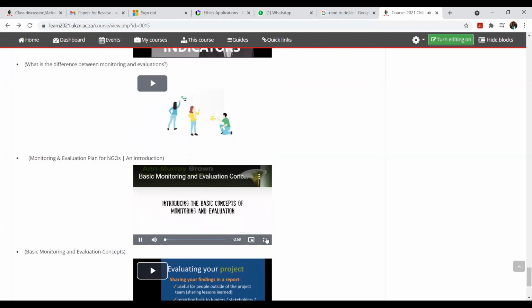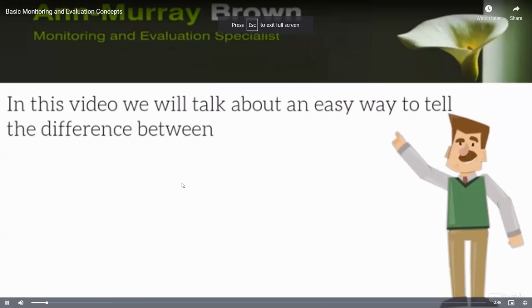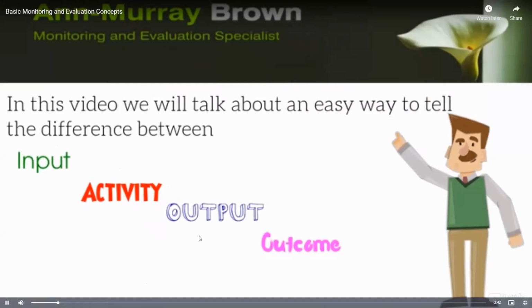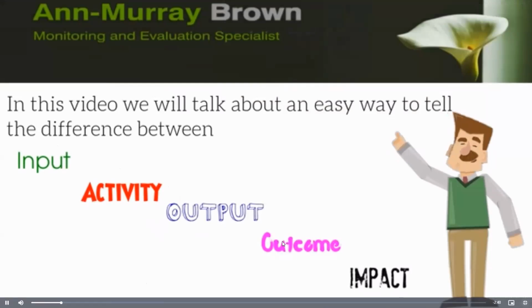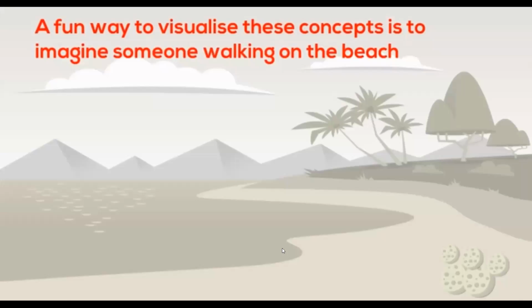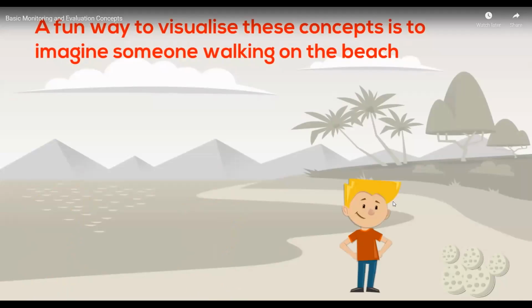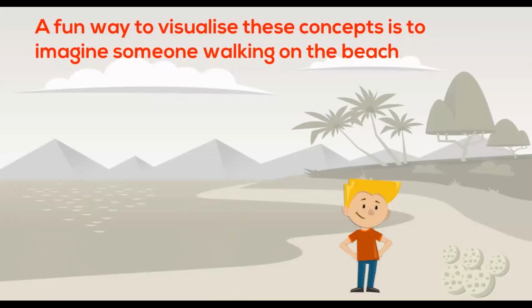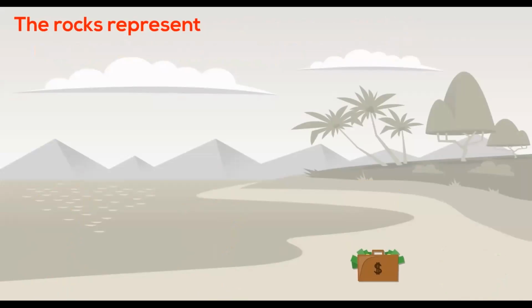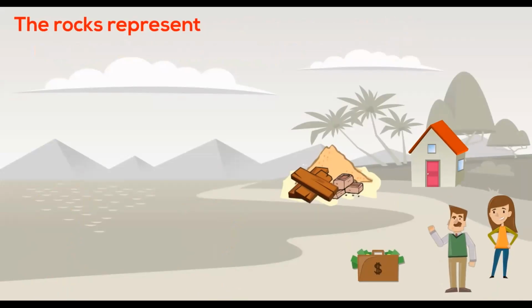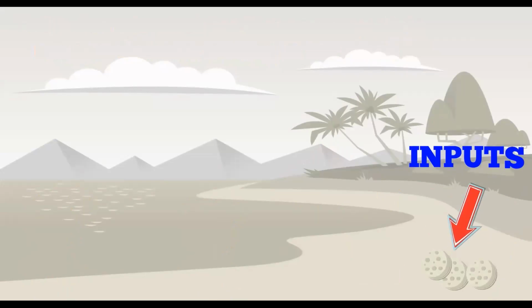Introducing the basic concepts of monitoring and evaluation. In this video, we will talk about an easy way to tell the difference between an input, activity, output, outcome, and impact. A fun way to visualize these concepts is to imagine someone walking on a beach. He sees a bed of rocks and thinks it would be a good idea to throw rocks in the water. The rocks represent the financial, human, physical, and material resources that are available to the organization. These are the inputs that would be fed into a given program or project.